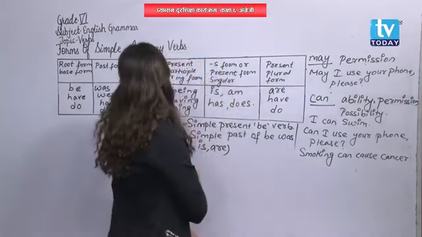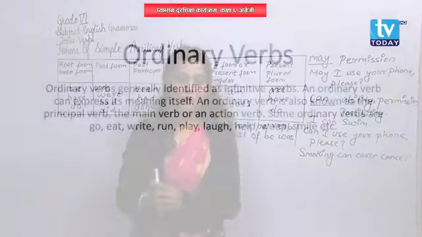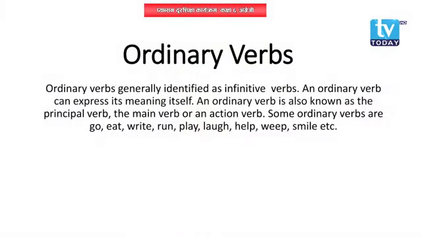Now the next one we will discuss is ordinary verbs. Ordinary verbs are generally identified as infinitive verbs. An ordinary verb can express its meaning itself. An ordinary verb is also known as the principal verb, the main verb or an action verb. Some ordinary verbs are go, eat, write, run, play, laugh, help, weep, smile, etc.